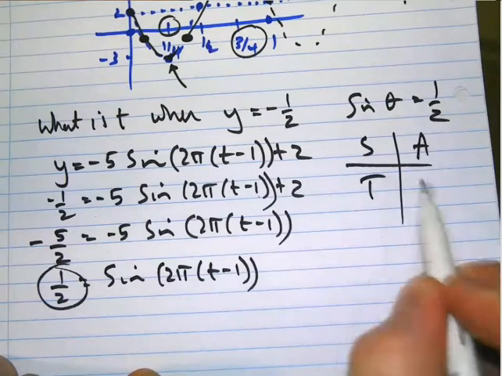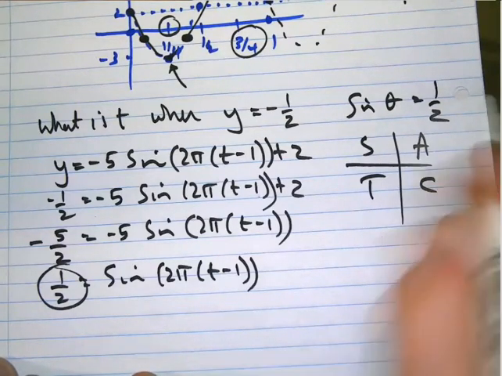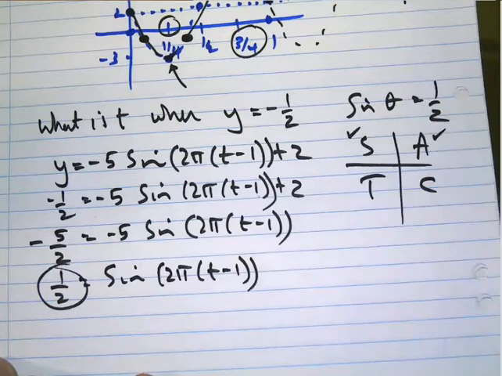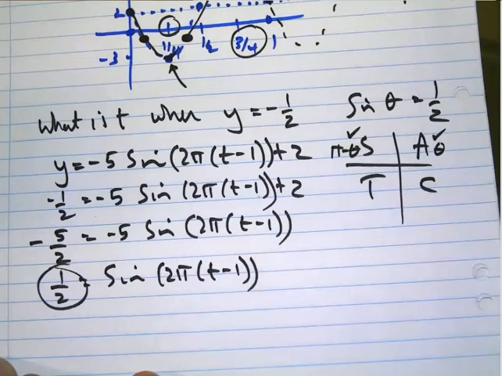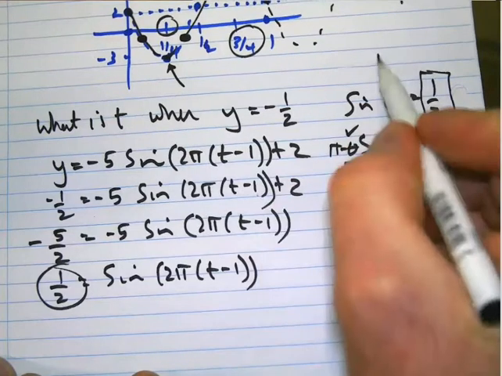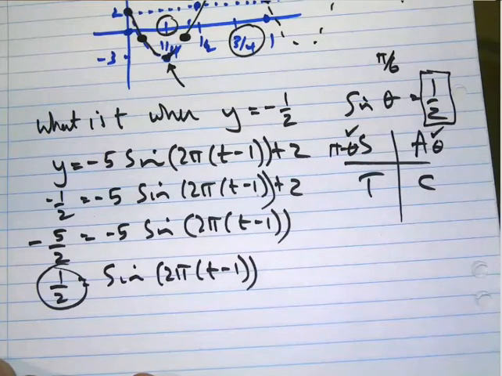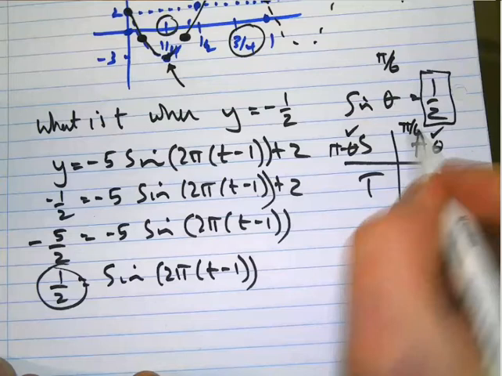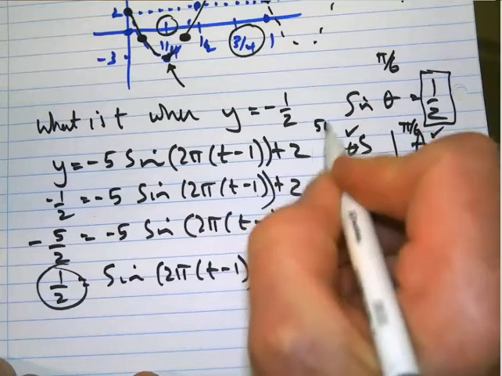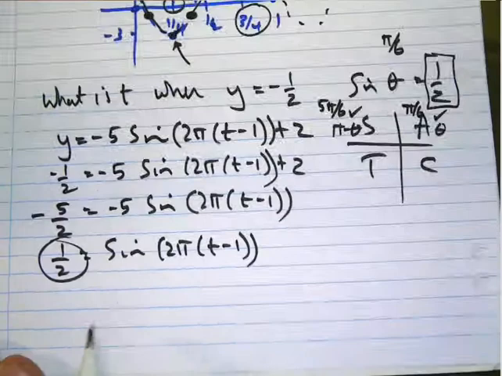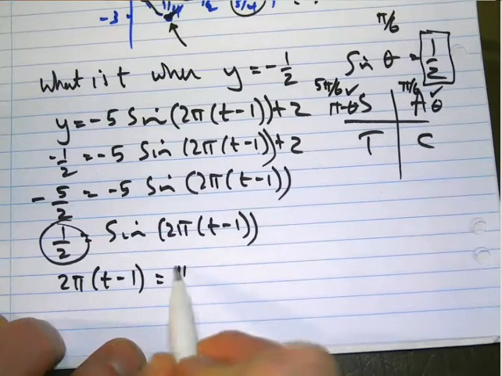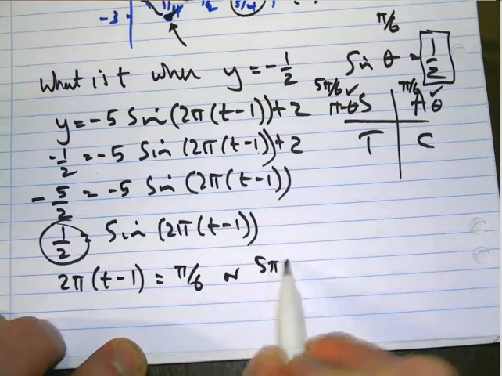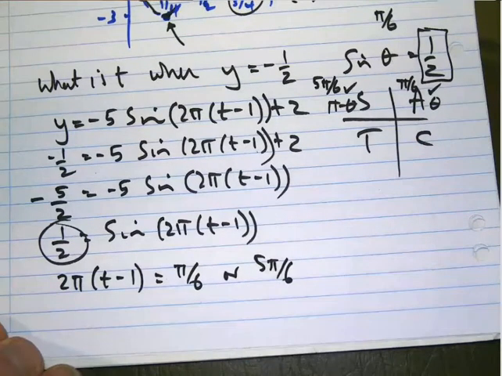All stations to Coburg. Where is sine positive? Sine is positive in the first and the second quadrant. Therefore, I'm going to have answers of theta and pi minus theta. And what is the value of theta when the sine of theta equals 1/2? My table tells me pi on 6. So I have 2 answers. I have pi on 6, and I have pi minus pi on 6, which is 5 pi on 6. So going back to my equation, 2 pi (t minus 1) equals pi on 6 or 5 pi on 6. They're the two answers in one full revolution.